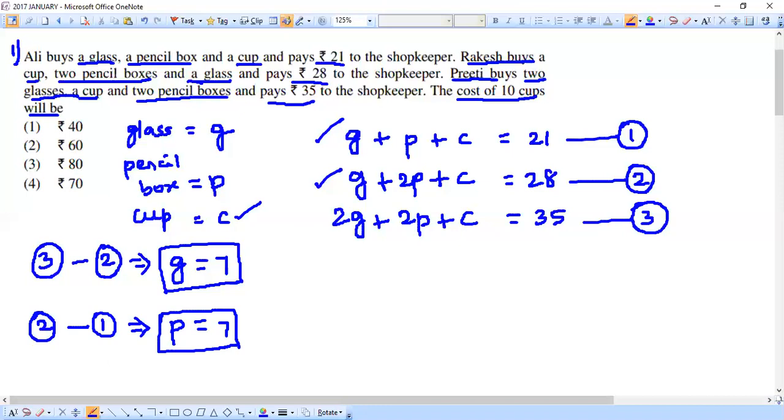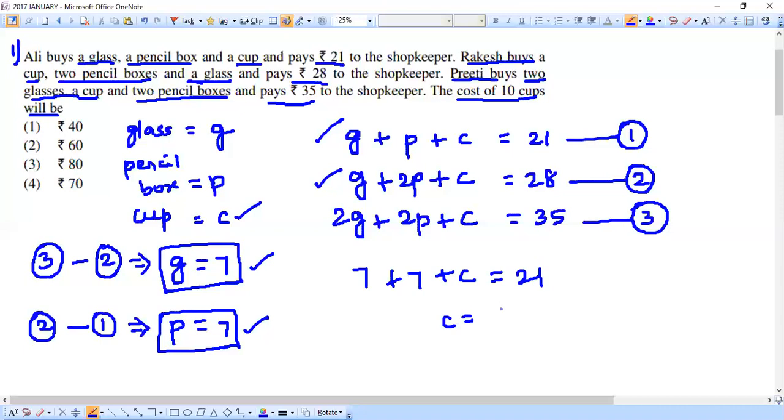So before we substitute the values, we are able to simplify the equations themselves and then get the values of these variables one by one. All we need to do now is substitute the values of G and P in any of these equations. I think equation 1 is better, right? It appears very simple, and if we use it, we can very easily find the answer. Now we substitute the values of G and P in equation number 1, which gives us 7 plus 7 plus C is equal to 21. And that means C will be equal to, we know 7 plus 7 is 14.